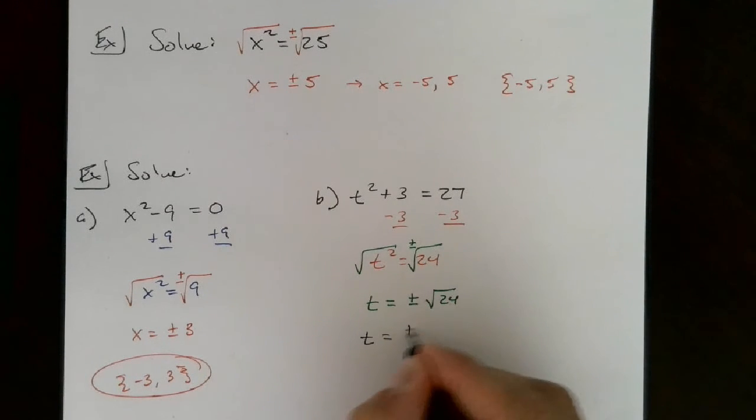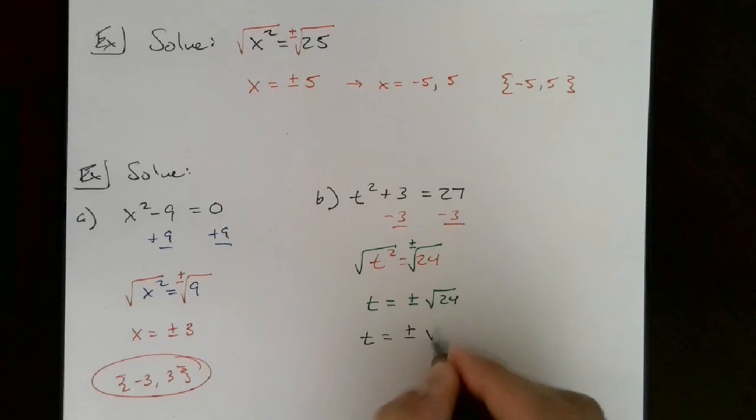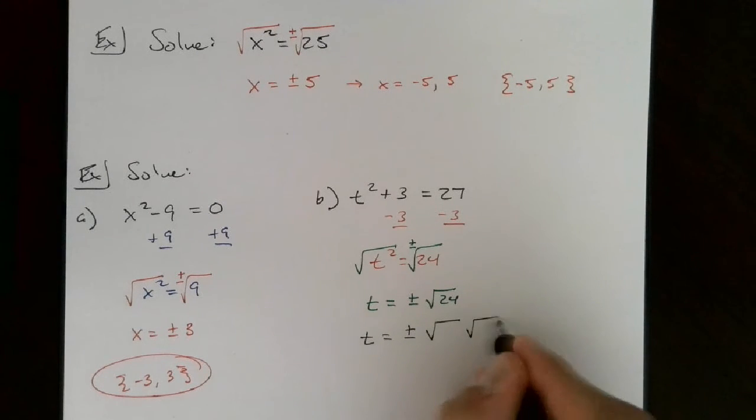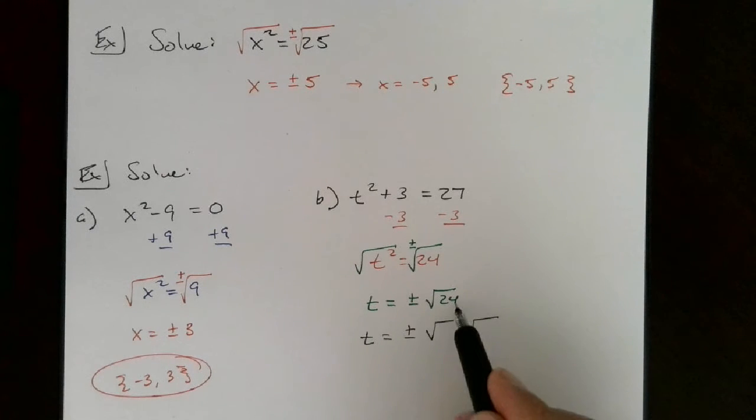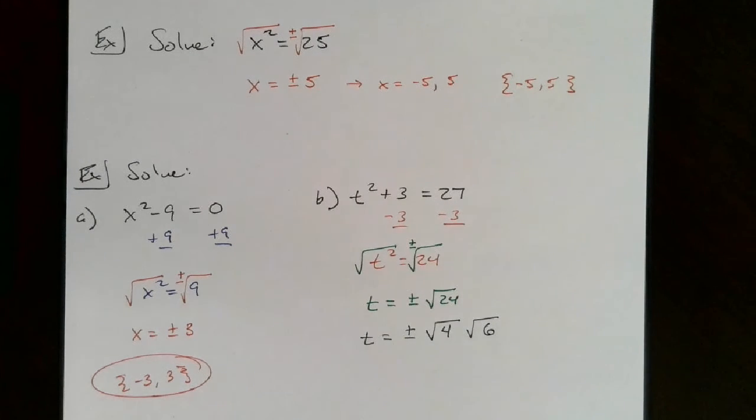The plus or minus stays in front. The square root of 24, remember, you want to split as the highest perfect square factor and the non-perfect square factor, each under the square root. The highest perfect square factor of 24 is 4. The non-perfect square factor, 4 times what gives me 24, would be 6. And then we're going to evaluate this.